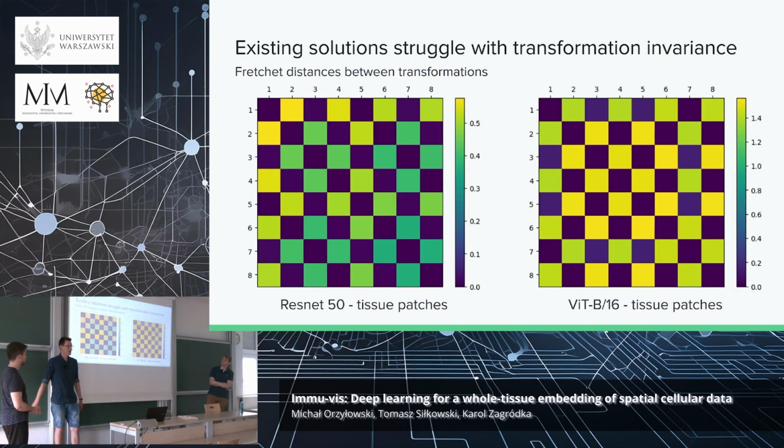The results that we got were pretty weird, because we can see that ResNet 50 and Visual Transformer for some reason perceive odd transformations as very similar to each other, but at the same time even transformations as very dissimilar. We don't know why that happens, but it kind of proves that this model does not handle such transformed data very well.